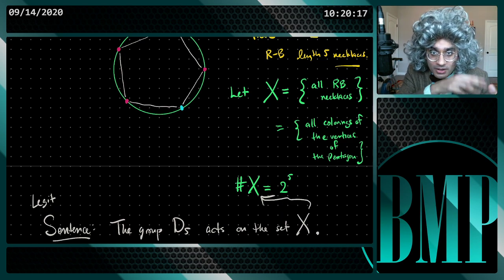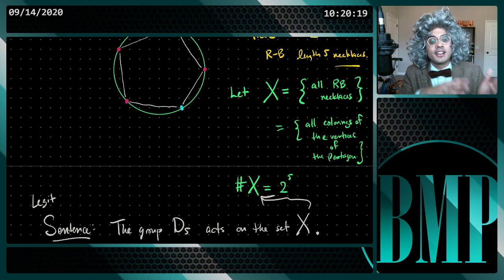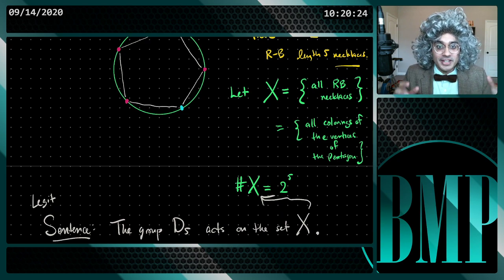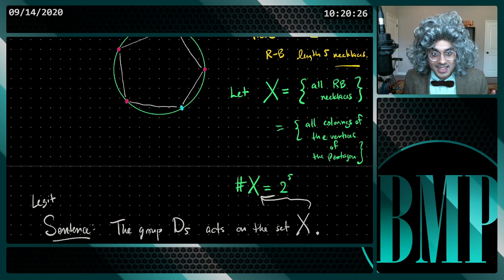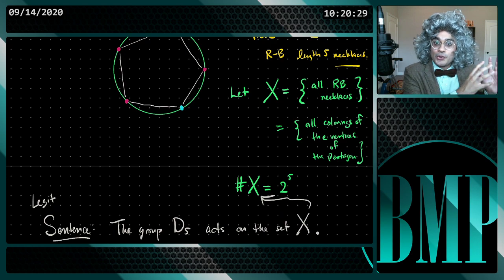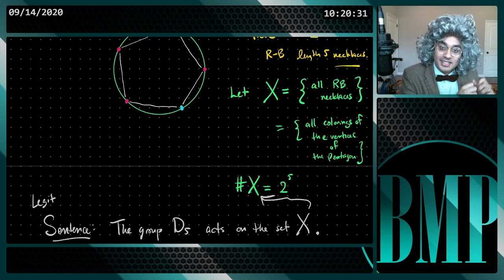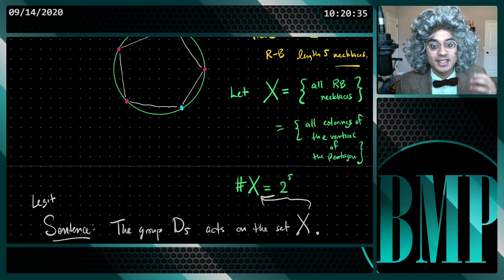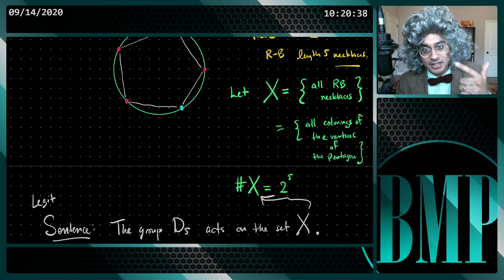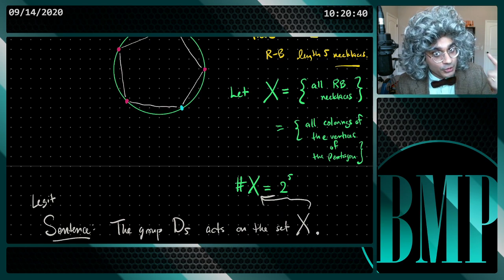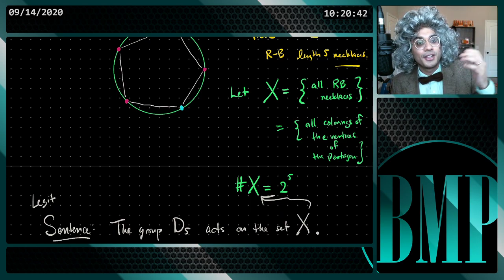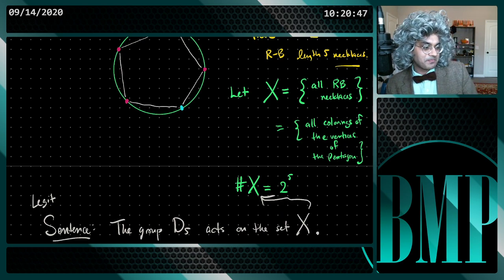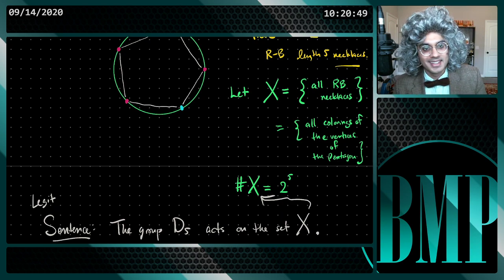What to draw when you have this situation comes next time. The set X will decompose into funny things called orbits. And then the group will have special subgroups called stabilizers. Those two concepts of orbits and stabilizers, which arise when you have a group acting on a set, will be the subject of Wednesday's class, probably the whole class.